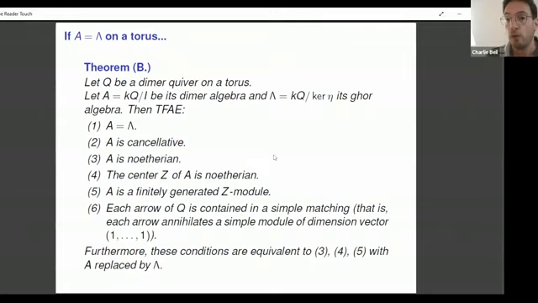So furthermore, these conditions are also all equivalent if we replace 3, 4, and 5 with lambda instead of A. So we have this connection between saying lambda is A, A is equal to its score algebra, A is cancellative, and A is Noetherian.